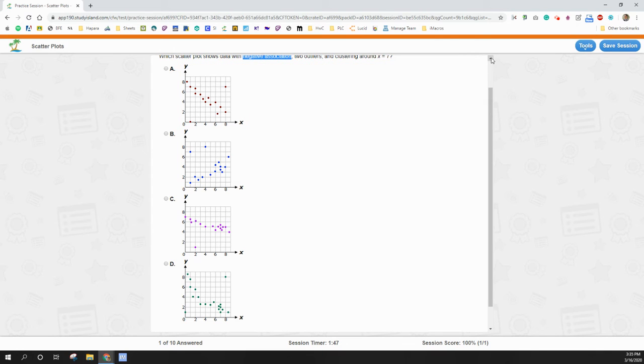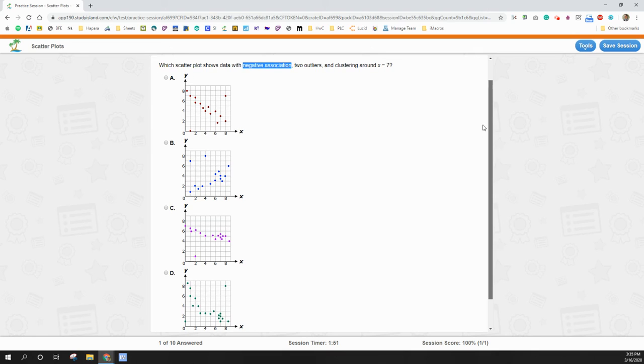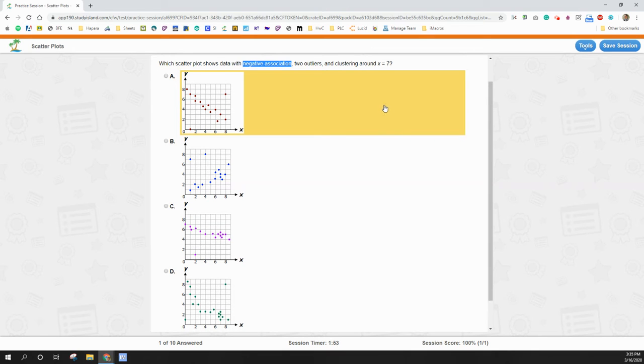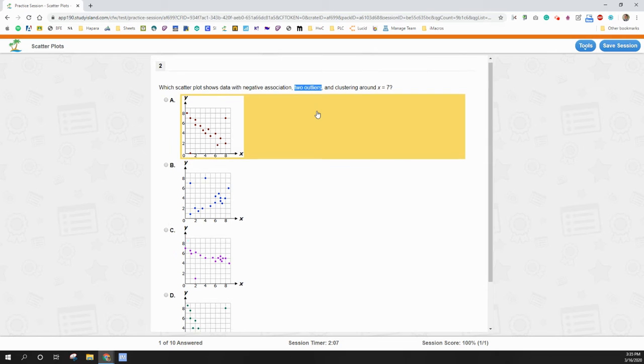The next thing it needs is two outliers. An outlier is a point that does not fit the rest of the data. So if we look at graph A, there's an outlier right here. That point's kind of off by itself, so that's an outlier. And this point down here is also an outlier. So graph A does have two outliers. We'll go ahead and take a look at the other choices.